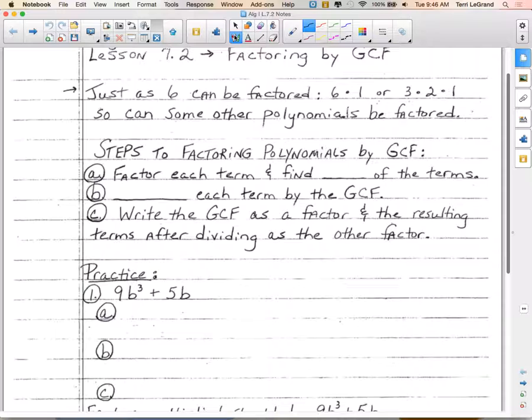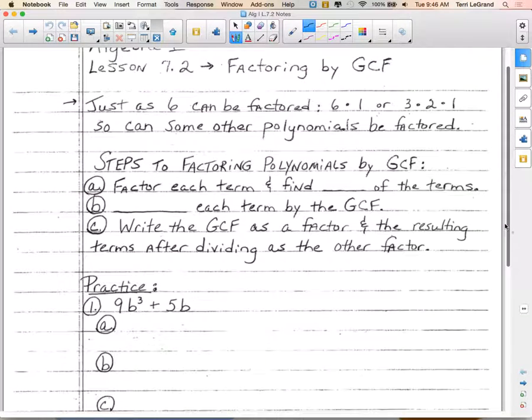I can factor polynomials using the greatest common factor. So that's our first method of factoring. Based off of what you did when you did your own 7.1 note-taking, you should now know how to do factoring of a term. You should be able to get the prime factorization of it. That's something that you should have done in lesson 7.1 yesterday.